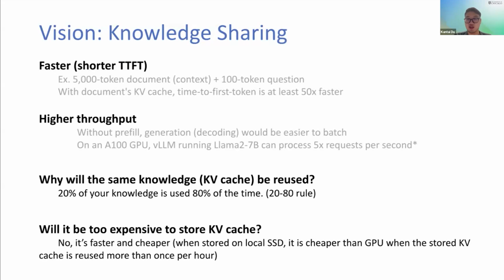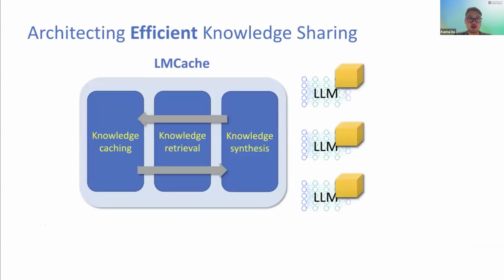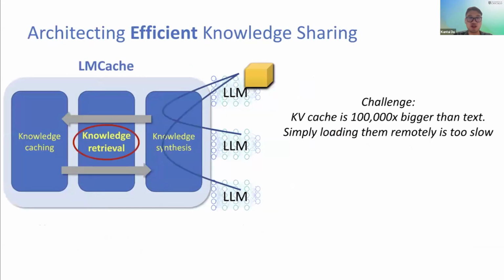So we did a rough calculation. If your cache hit rate is above once per hour, it's economical to store it on the disk. And what we envision is that this kind of knowledge sharing system will have 3 components.